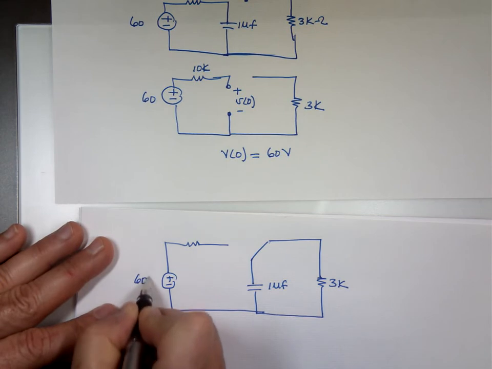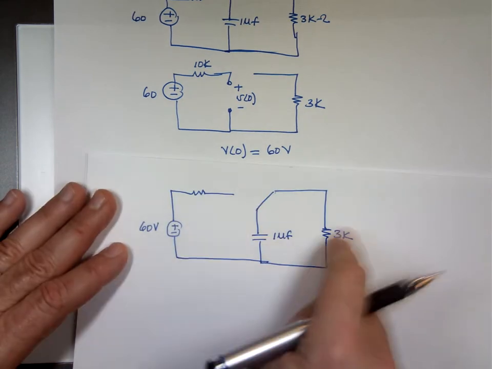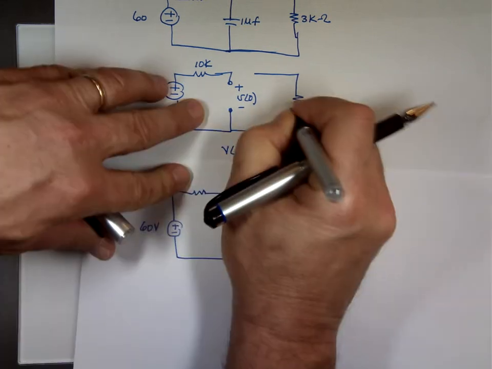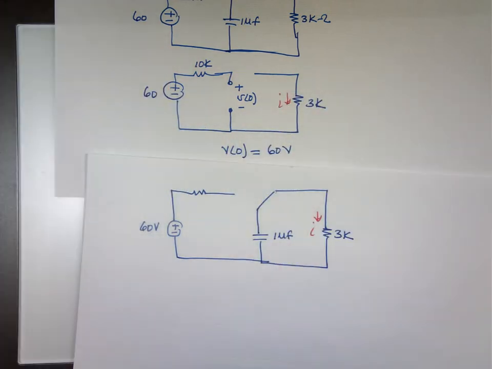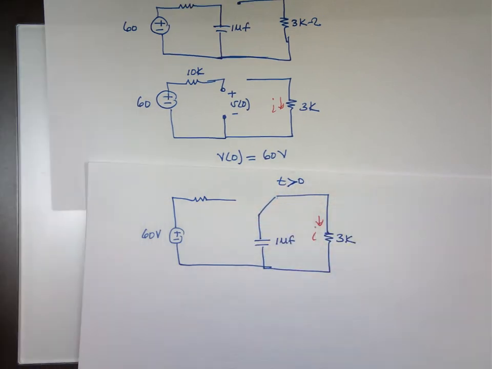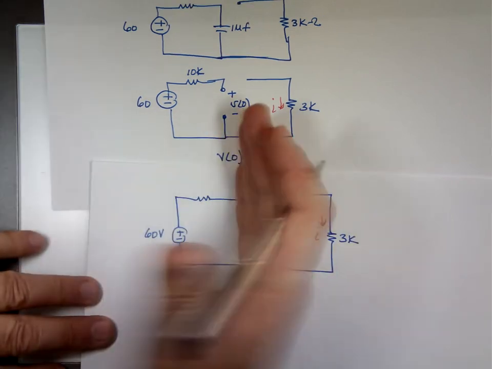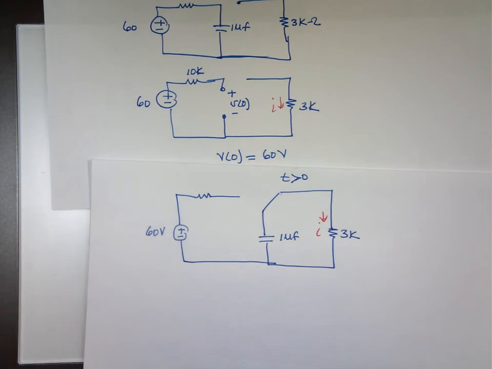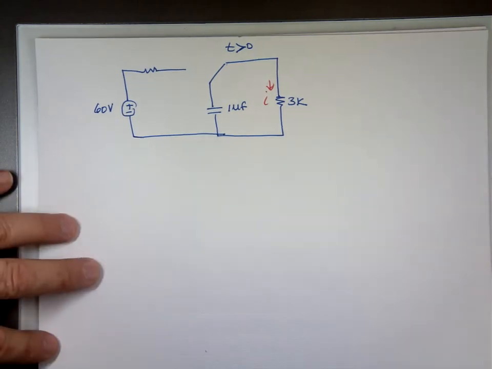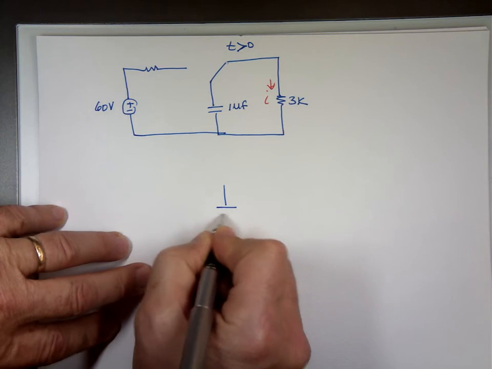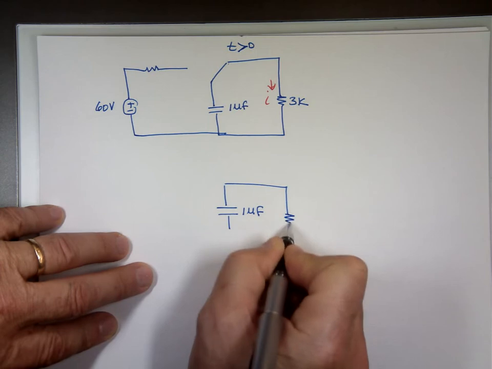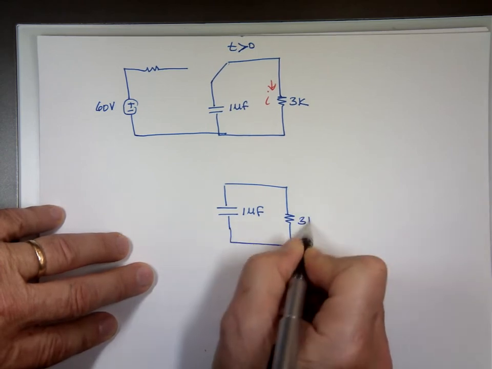And this is really no factor on that circuit. This is I here. So this is for t greater than 0 now. So I can even skip this part here and just leave that part. So I have 1 microfarad, 3K. And I want to use Laplace for that.